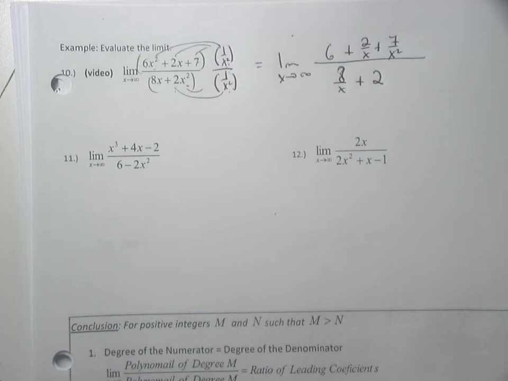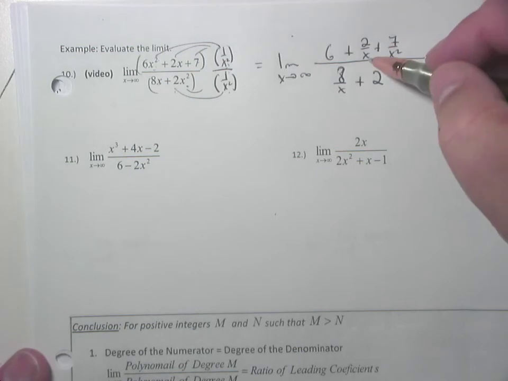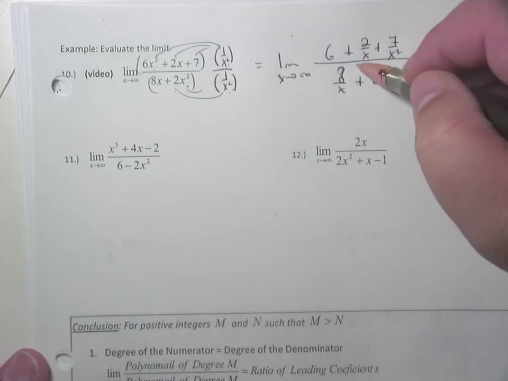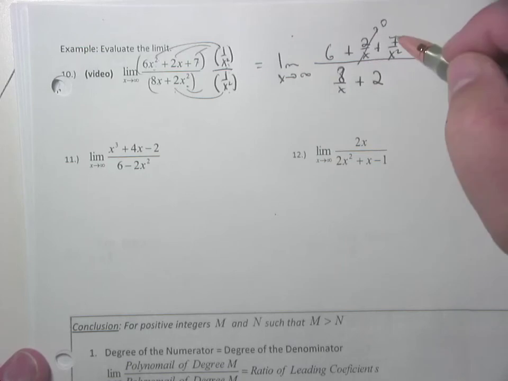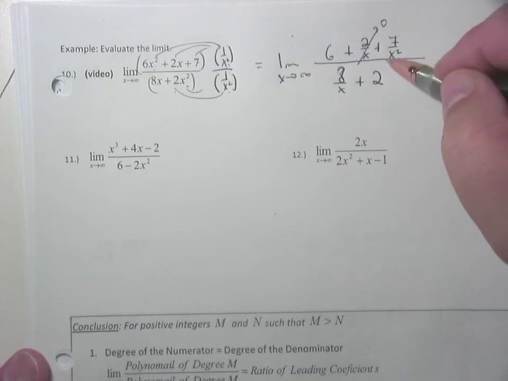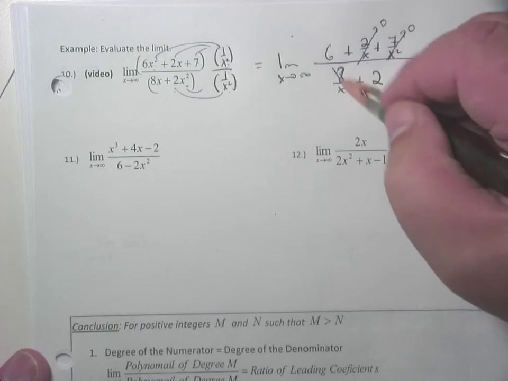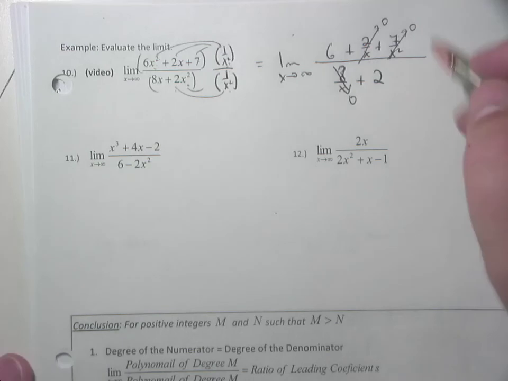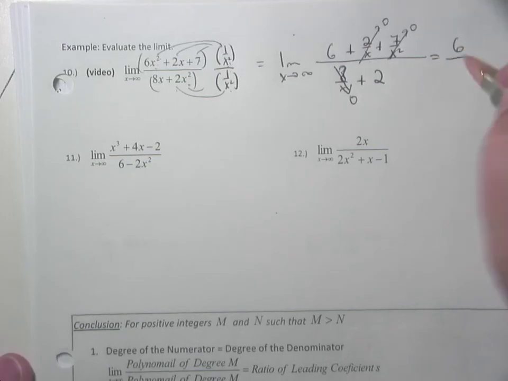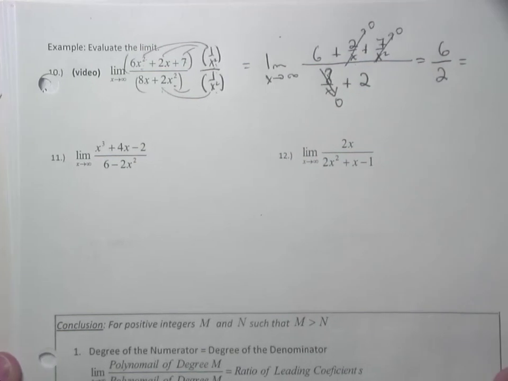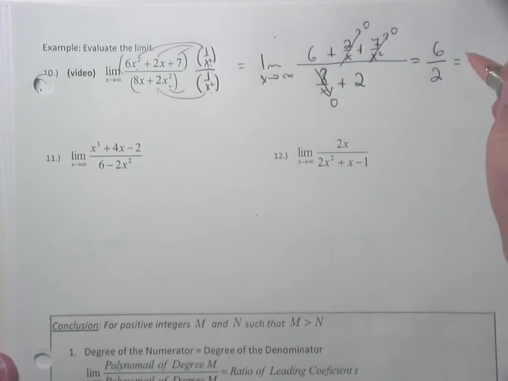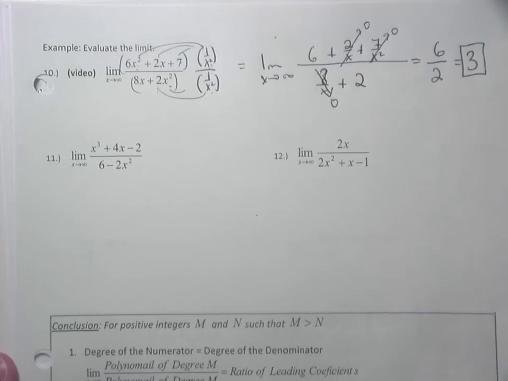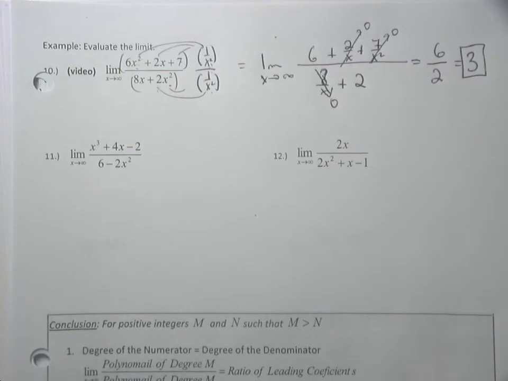0. You know, that 2 over a million is a millionth. That goes to 0. And this is 7 over a millionth squared. That's going to go to 0. Those denominators get bigger. The fractions go to 0. What am I left with? 6 plus 0, which is 6, over 0 plus 2, which is 2. And that's right. Simplify. 6 divided by 2 is 3. And that's what my answer is.